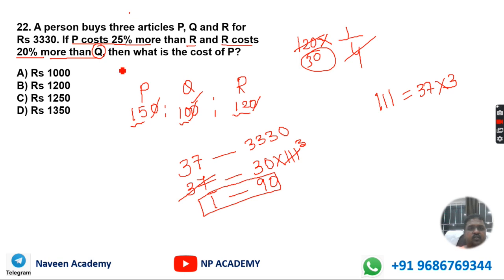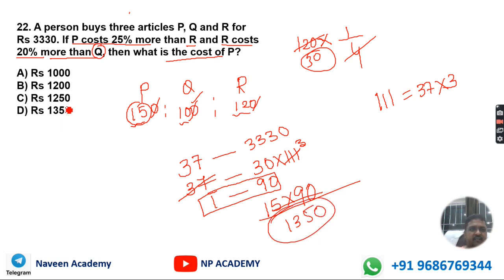So I want the cost of P. P will be 15 parts. So one part is equal to 90, then 15 parts is equal to 15 into 90. So 15 nines are 135, you know the table of 15. So with the zero, the answer is 1350, my dear friends. I hope it is clear.